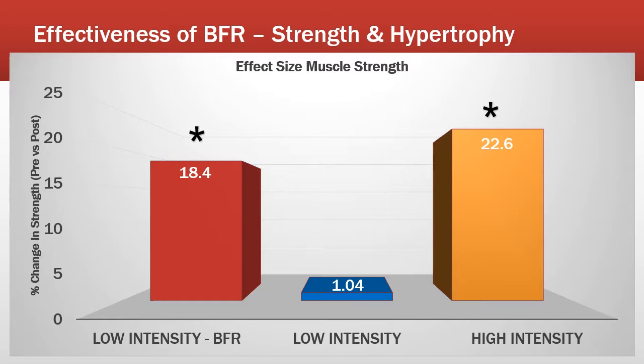Okay, and then the effect size of the cross-sectional area, we can see again is that the low intensity BFR group has a statistically significant difference compared to low intensity. There is a change here as far as the strength compared to the high intensity versus the low intensity BFR.